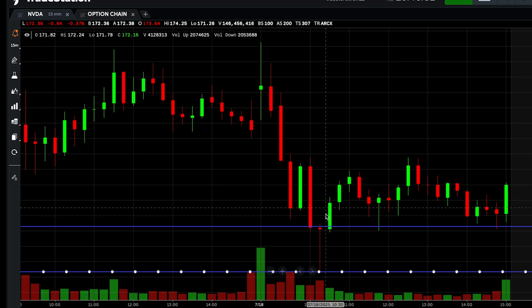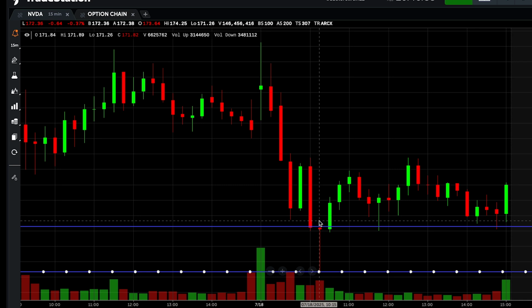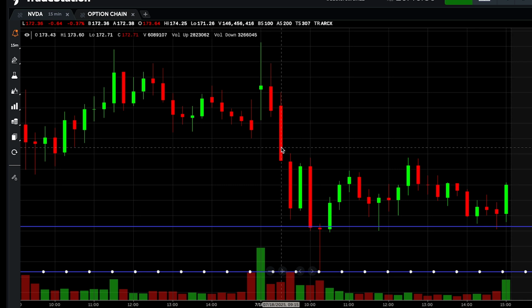Okay, so this happened on Friday the 18th. As you can see here, the price of NVIDIA was selling off when the market opened. As I hover over it, this is at 9:15. Down here at the bottom, once you hover over the candlestick, it'll show you the time and the date. So this was at 9:15.